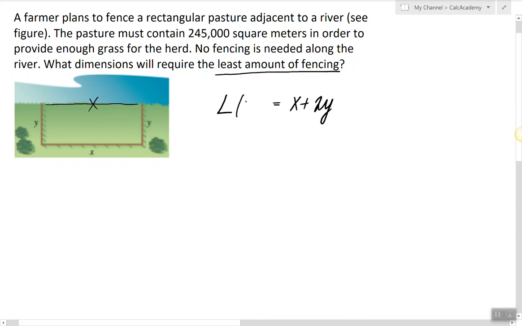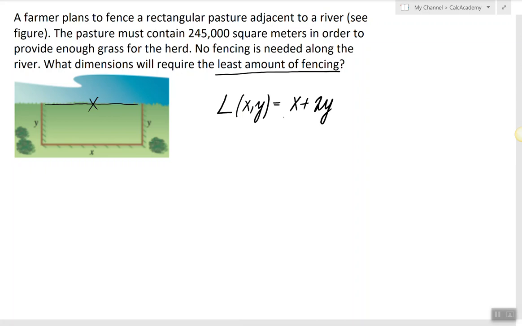So it appears that the length is an expression of x and y, but we only know how to minimize or maximize a function of one variable. So what do we do in this case? Our only hope is that there is some sort of constraint that relates x and y. That way we can solve for x and y and then replace it into the objective function and then make it a function of one variable.